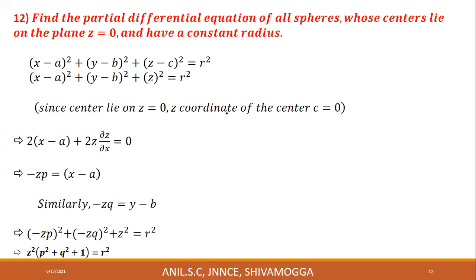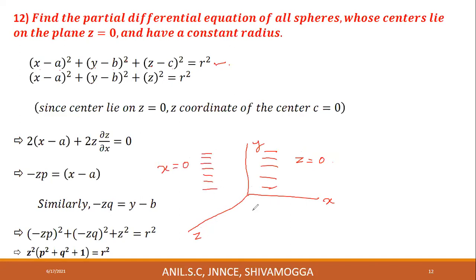The equation of the sphere is given by x minus a whole square, plus y minus b whole square, plus z minus c whole square is equal to r square, whose centers lie on the plane z is equal to 0. Z is equal to 0 means the xy plane. This is the x-axis, this is the y-axis, and this is the z-axis. This is called the xy plane or z is equal to 0. This is called the yz plane or x is equal to 0. And this is called the xz plane or y is equal to 0.